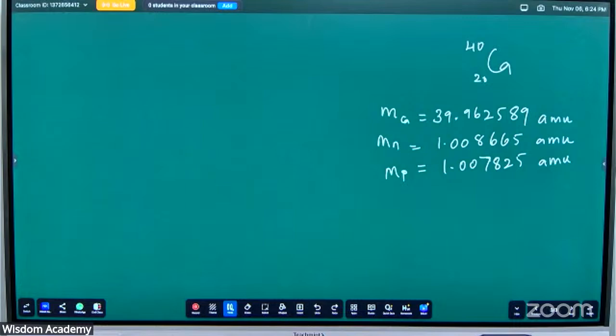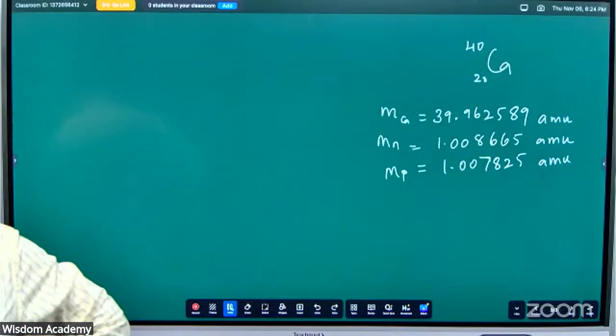Just the multiplication. If you remember the formula, Z times MP plus A minus Z times Mn minus M of the nucleus will give you delta M. Then you multiply by C square, you will get the value of binding energy. Divide by A, you will get binding energy per nucleon. Make it fast, please.